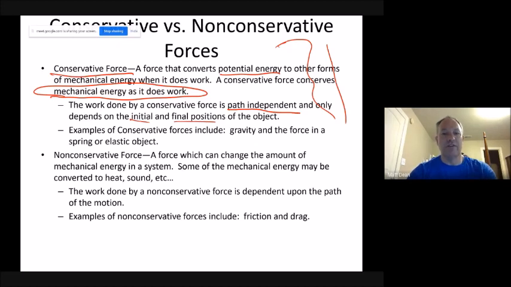The major conservative forces that you're going to work with in AP Physics 1 are either gravity or the force that's in a spring or in some kind of elastic object.